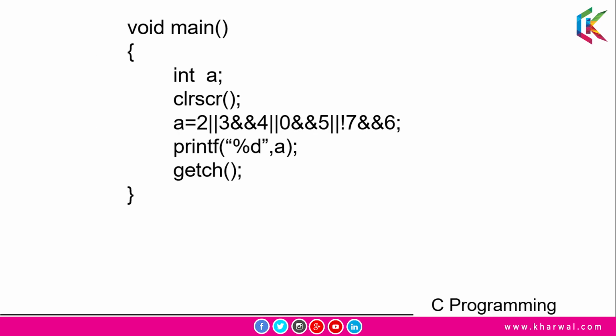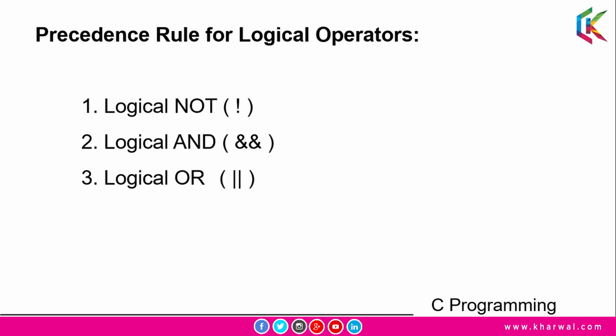Guys, in this program we are using a logical instruction, and in this instruction we are using decimal numbers rather than binary numbers. So we can also apply logical operators on decimal numbers. But guys, we cannot solve logical instructions without the precedence or priority rule. So let's discuss this priority rule first. Guys, logical NOT has the highest priority, then logical AND, and at the end logical OR has the least priority.